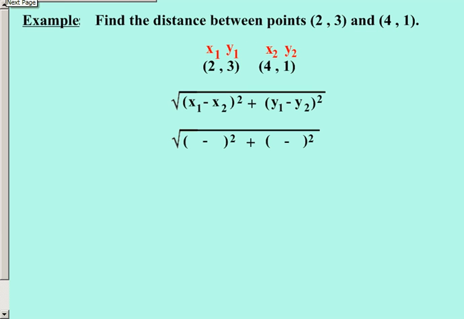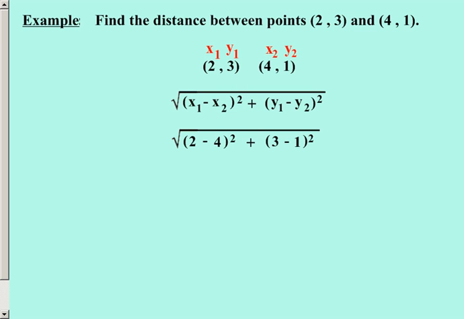The formula calls for x1, so we go to our coordinates and we see x1 is a 2 and we write it down. x2 is a 4, we write it down. y1 is 3, we write it down, and y2 is 1 and we write it down. Okay, so just plugging into the formula exactly the way that the formula calls for the information.